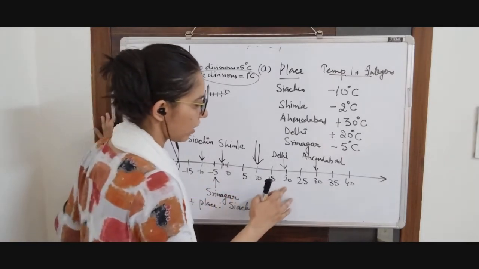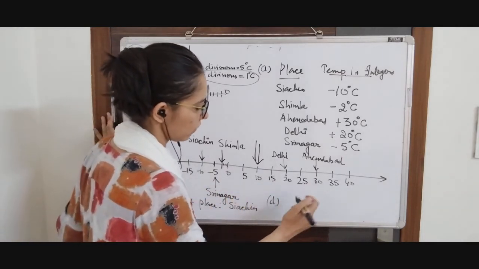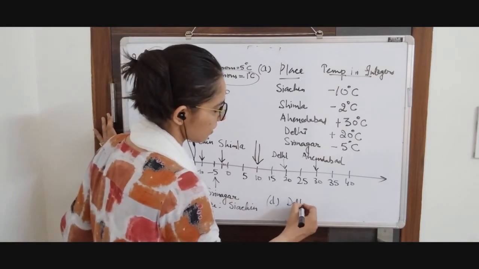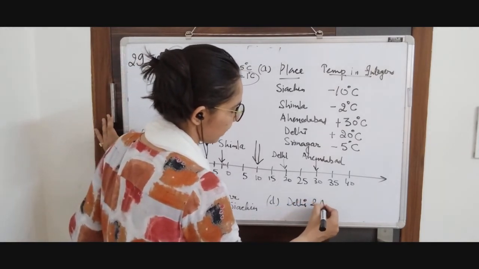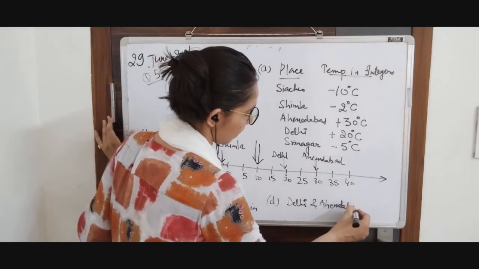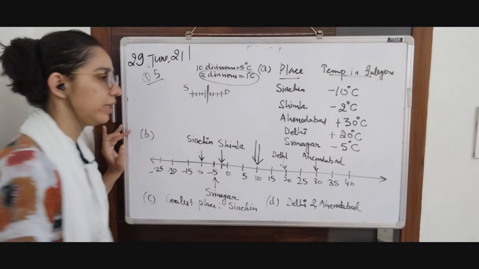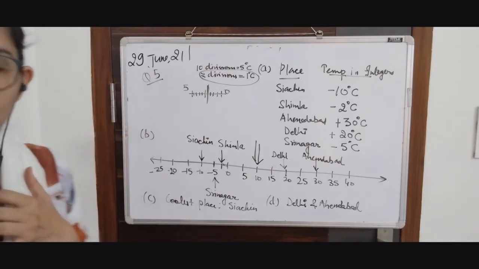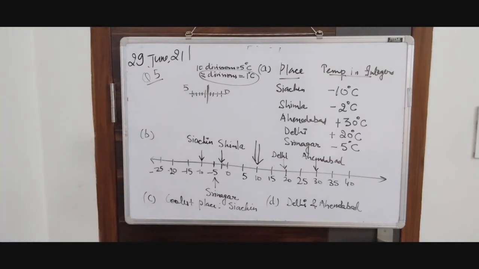So there we are having two cities, Delhi and Ahmedabad. So we will write Delhi and Ahmedabad are having temperature above 10 degrees Celsius. This was your question number 5.